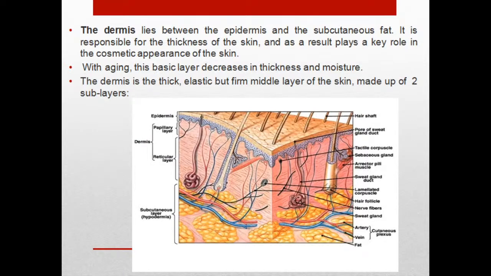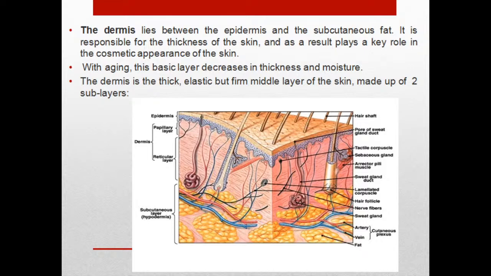The hypodermis lies between the dermis and the subcutaneous fat. It is responsible for the thickness of the skin and as a result plays a key role in the cosmetic appearance of the skin. With aging, this basic layer decreases in thickness and moisture.